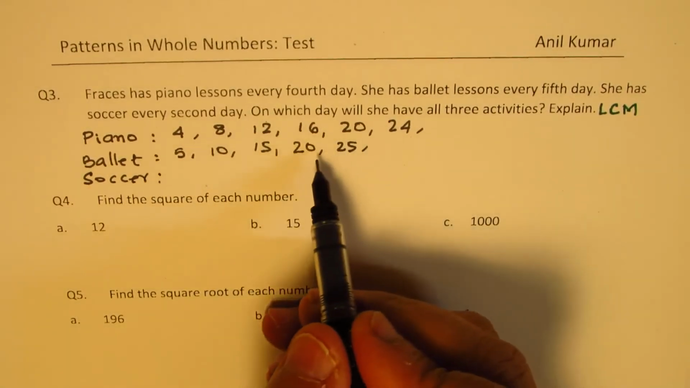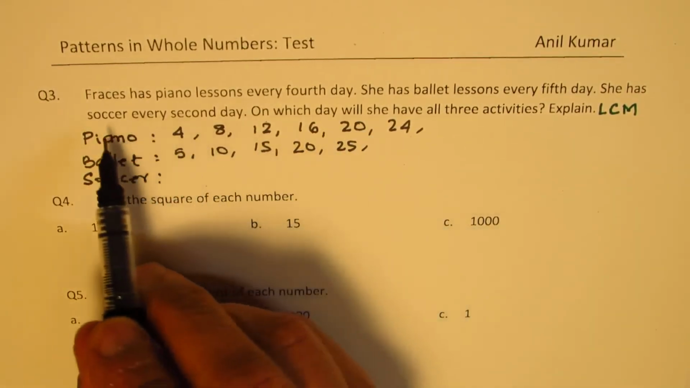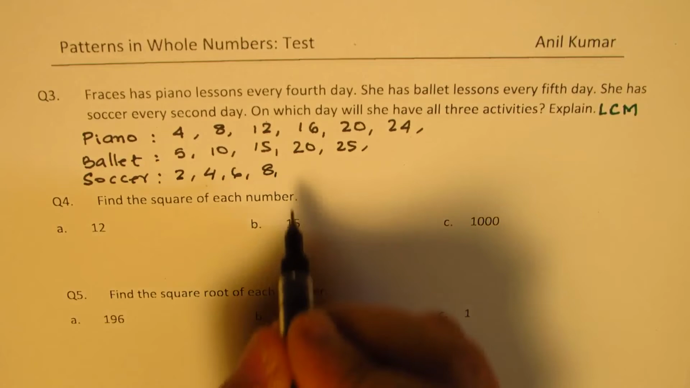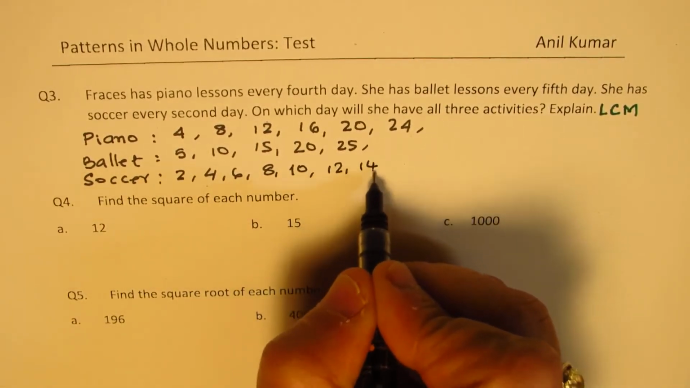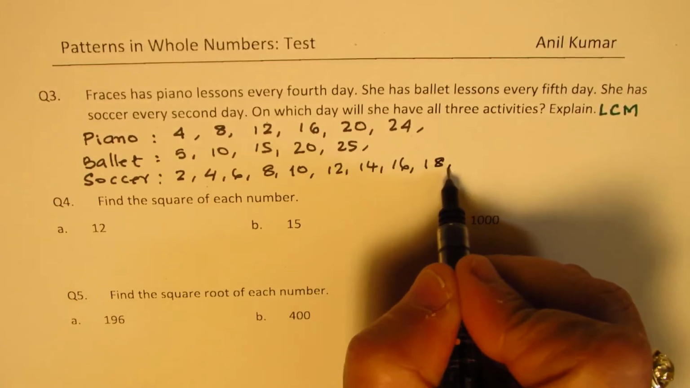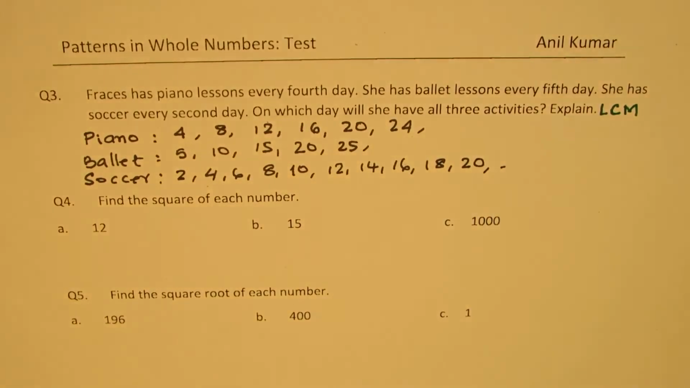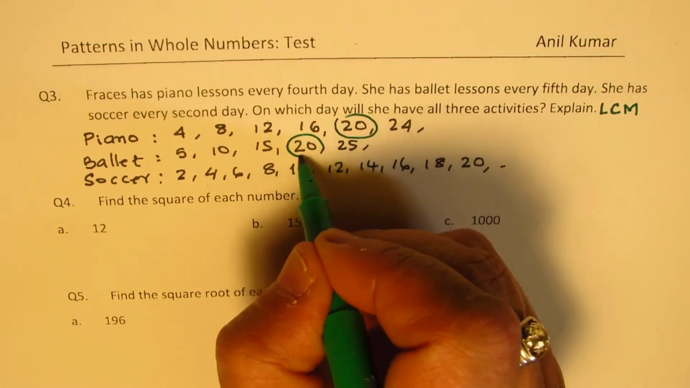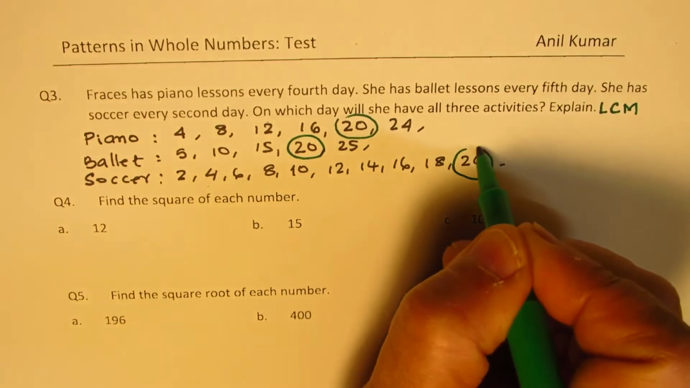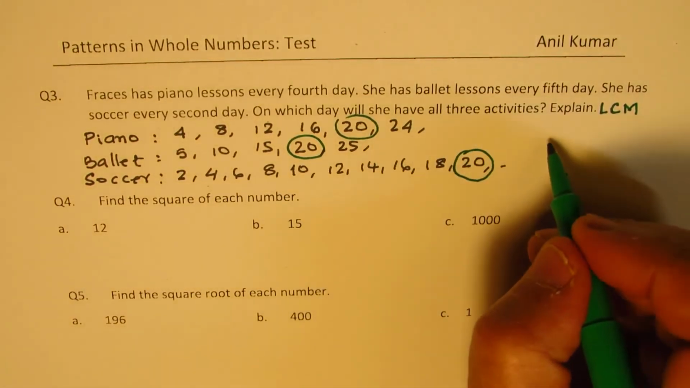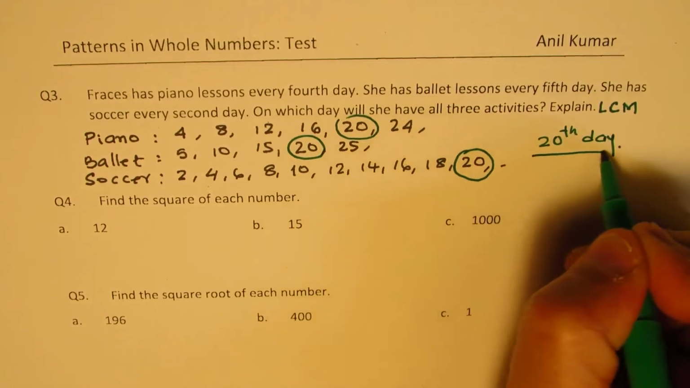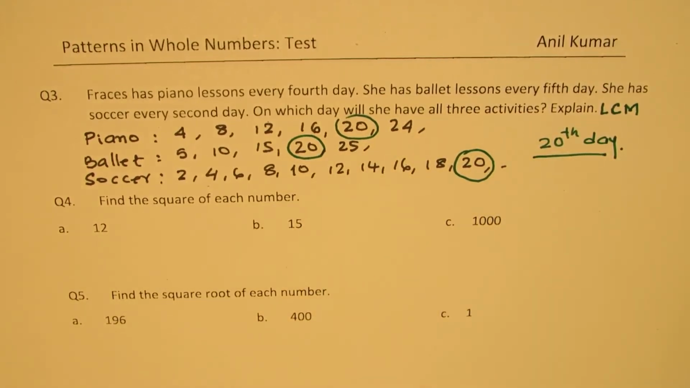She has soccer every second day. From the first two, we see there is a common multiple, 20. Now every second day means all even numbers, right? So 2, 4, 6, 8, 10, 12, 14, 16, 18, and we again get 20, correct? So clearly, we see that the lowest common multiple is indeed 20. And therefore, our answer is the 20th day. Is that clear? So that is how we can find answers for such questions.